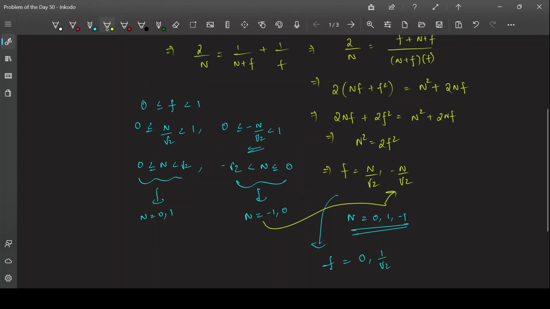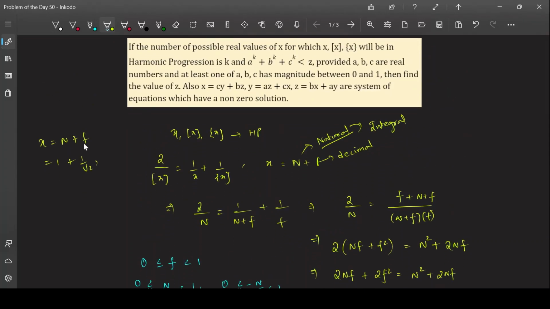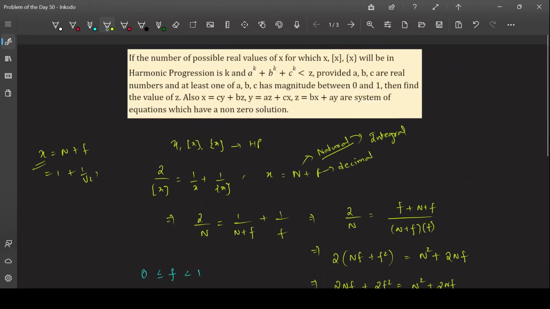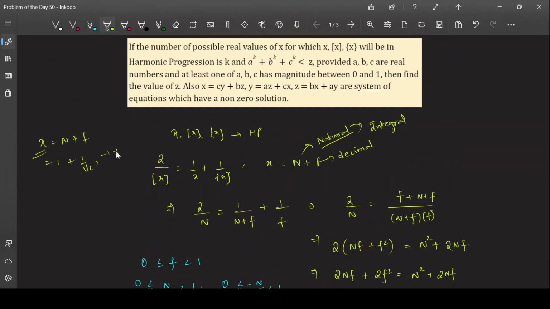So basically we will be having two values of f, and so we will be having two values of x. So x is equal to 1 plus 1 by root 2, and the other part would be minus 1 plus 1 by root 2. I hope you people actually understood what we have done here. So we are having two values of x.